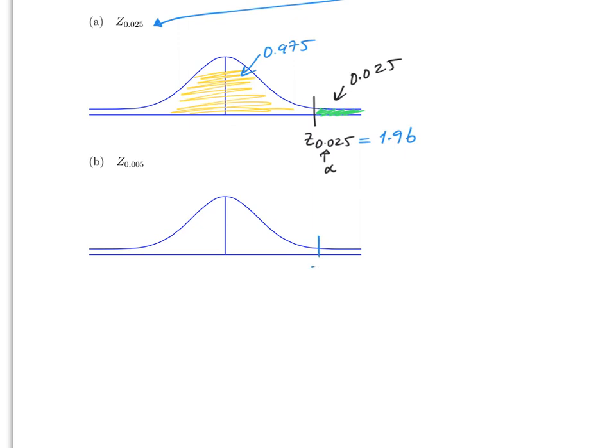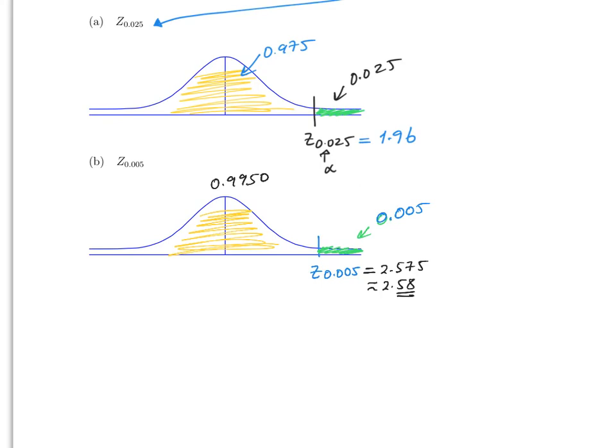So now you have Z of 0.005. So that means that the green area is 0.005. To find the yellow area, we do 1 minus that, which will give you 0.9950. If you look at this on the table, this will equal 2.575 or 2.58.